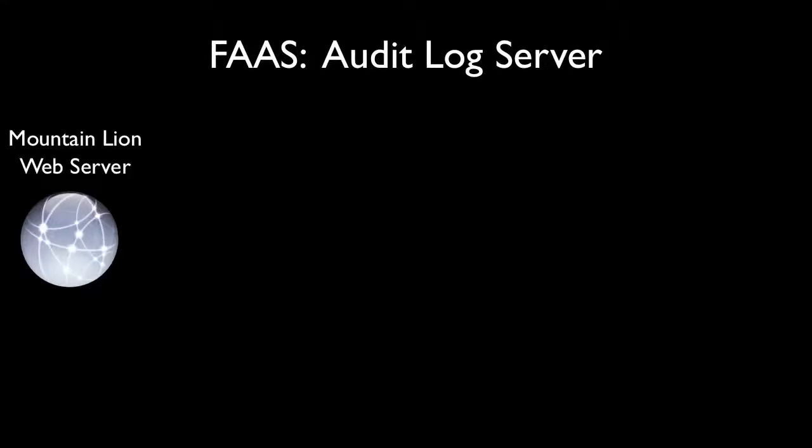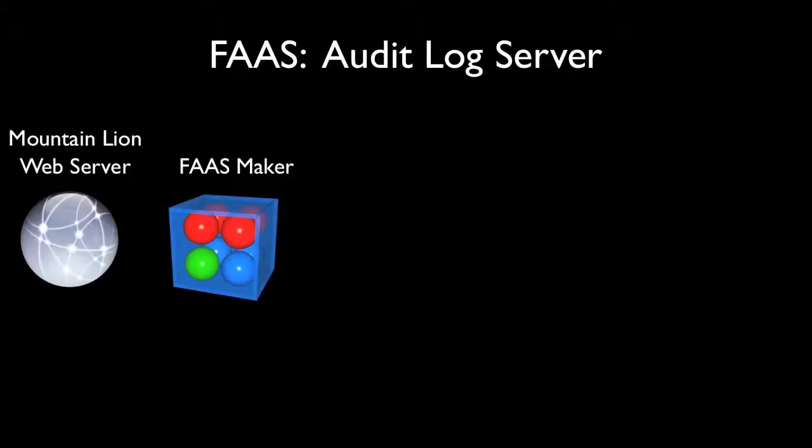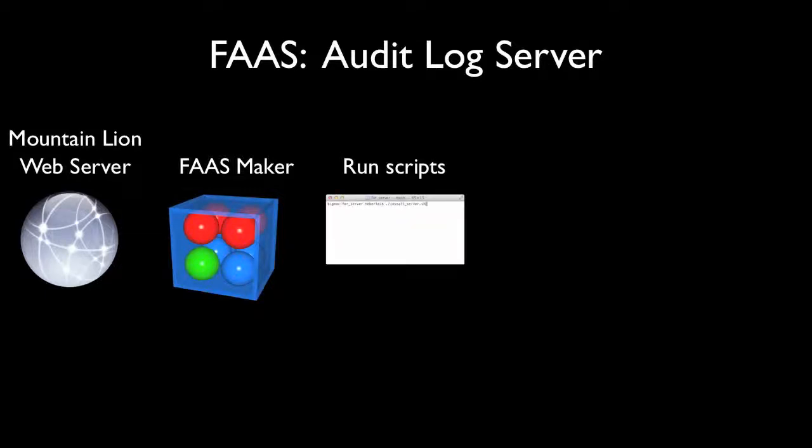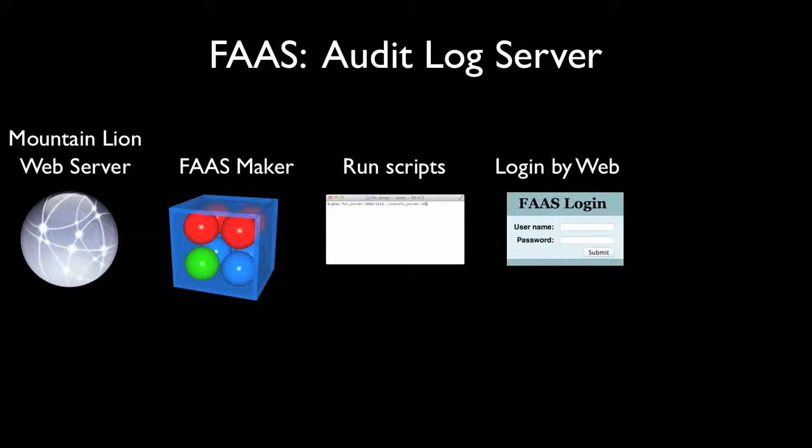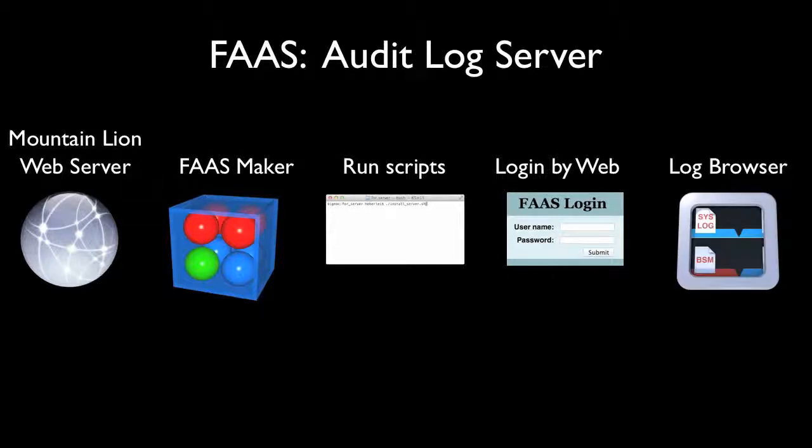So that's about it. The FAAS Audit Log Server starts life as a web server. You run FAAS Maker to create the files to turn your web server into an audit log server. You run the scripts on all your machines, and then you log into the audit log server to view and access the log files. You can also use additional tools like Log Browser to access and download the log files.